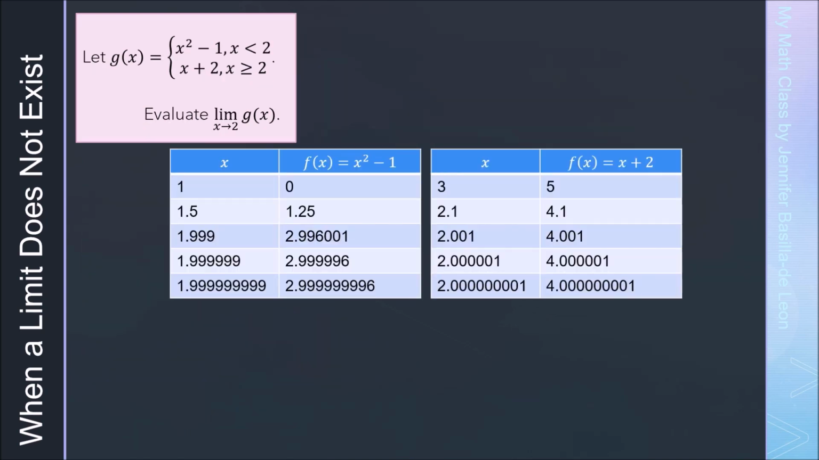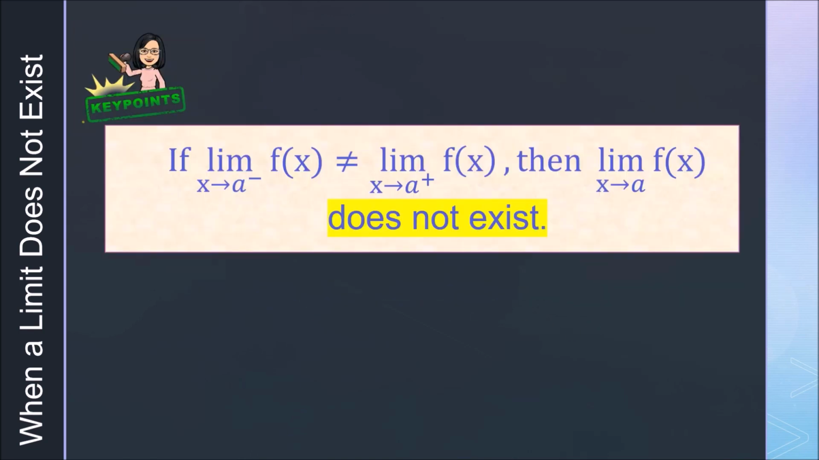From this table of values, we can clearly see that the two sides of the limits, when evaluated, have approached different values. Remember this: if the limit of f of x as x approaches a from the left is not equal to the limit of f of x as x approaches a from the right, then the limit of f of x as x approaches a does not exist.